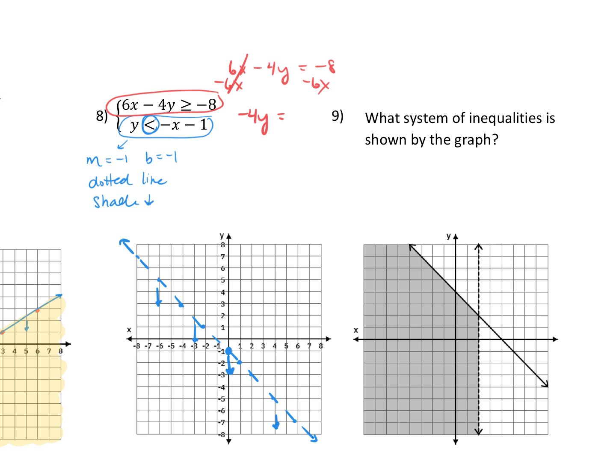Now the -8 and the -6x are not like terms, but I'm going to write the -6x first because we like to have the x right after the equal sign. And then there's the -8. Then we're going to divide everything by -4. So that leaves us with y equals -6 divided by -4. It doesn't divide evenly, but we can reduce that to a positive 3/2 x. And then -8 divided by -4 is a positive 2.